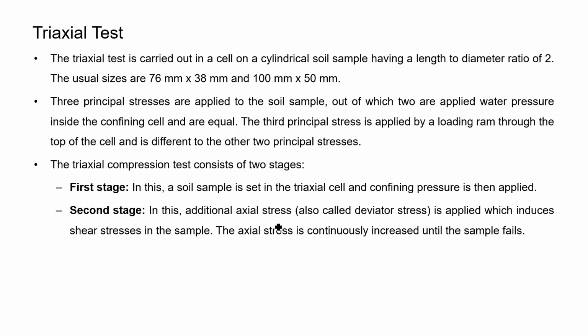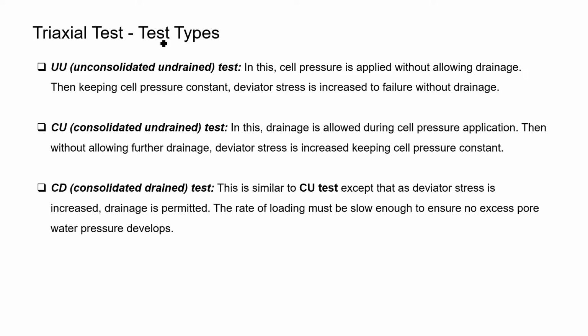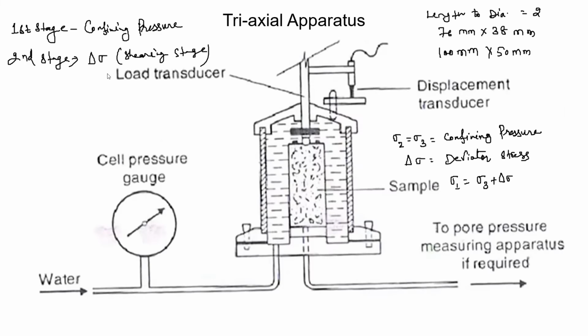Based on the different field conditions, this triaxial test has three types which are conducted in the laboratory. The first is called the Unconsolidated Undrained test, or the UU test. In this test, in the first stage confining pressure is given to the soil, and then without allowing consolidation, in the second stage this additional axial stress is given.